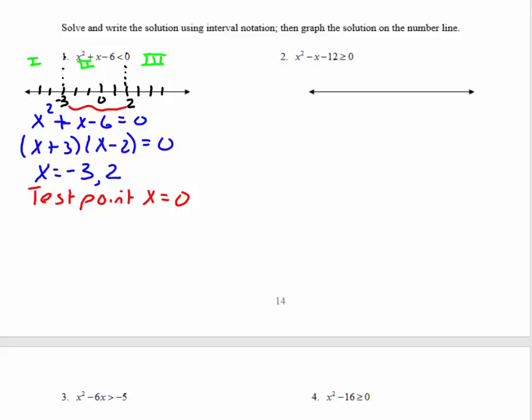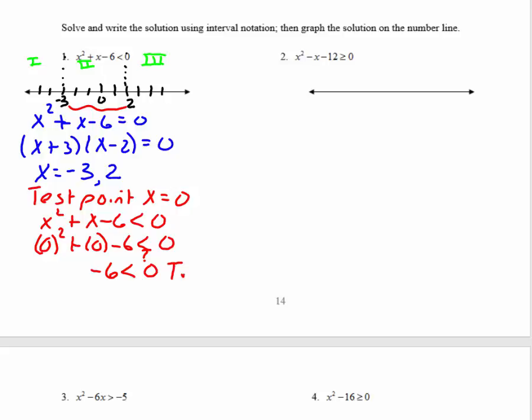Where do I test? Back into my original. My original was x squared plus x minus 6 has to be less than 0. I'm going to plug in a 0 and see if it's true or false. So plugging in a 0 for x, I'm going to see is that true. 0 squared is 0, plus 0 is 0, minus 6 is negative 6. Is negative 6 less than 0? True. Negative 6 is less than 0, so the middle interval is a yes.